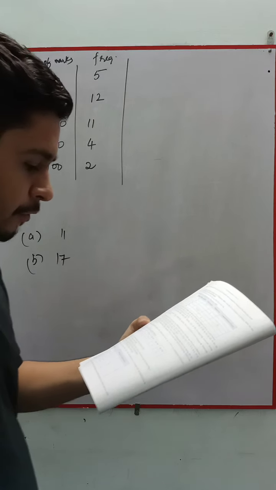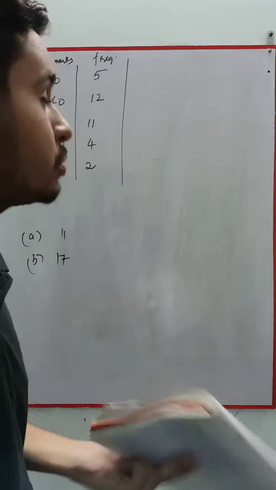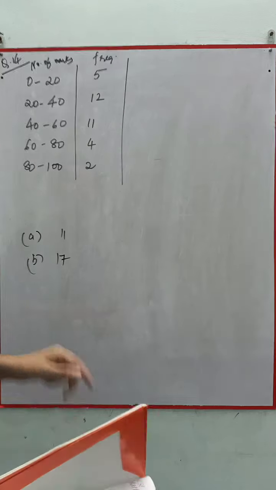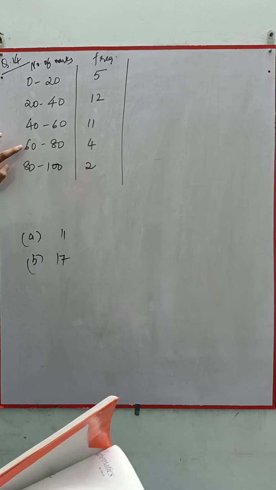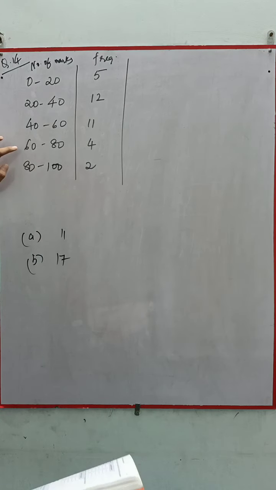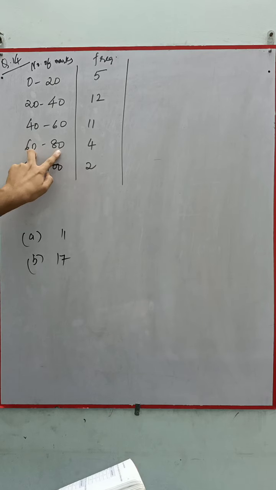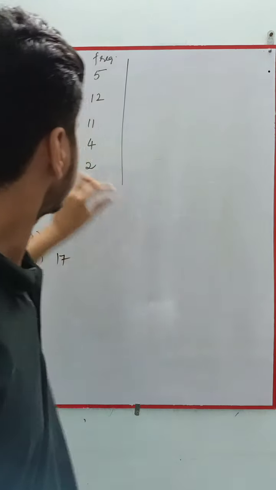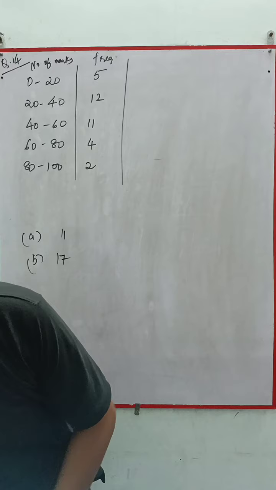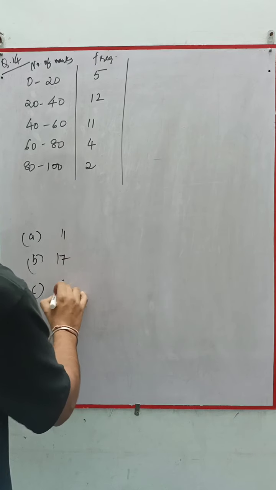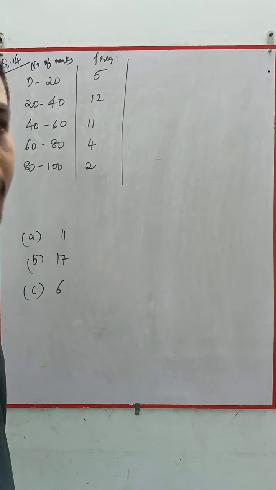If the minimum marks for a scholarship is 60, then how many students got this scholarship? So if minimum marks is 60, how many students got the scholarship? So 60 to 80, then 80 to 100. So 6 are the students who got the scholarship. So 6 is the answer.